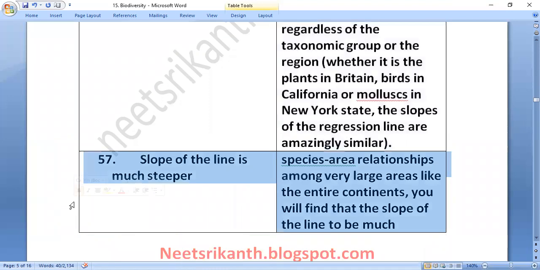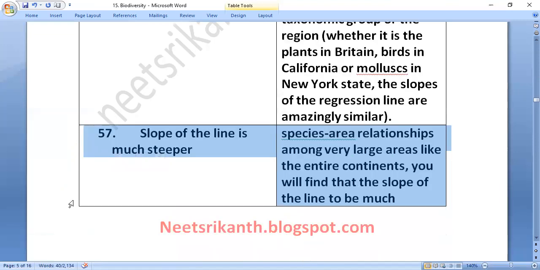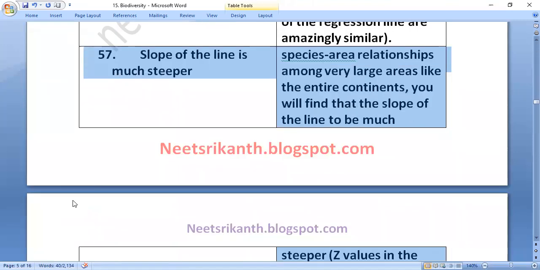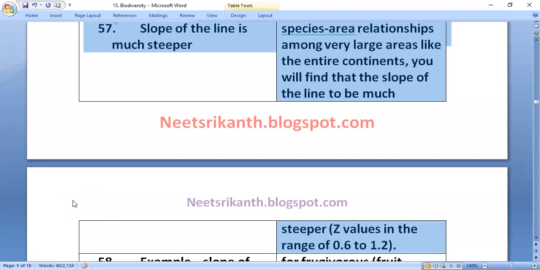The slope of the line is much steeper. In species-area relationships among very large areas like the entire continents, you will find that the slope of the line is much steeper. Z values range from 0.6 to 1.2.